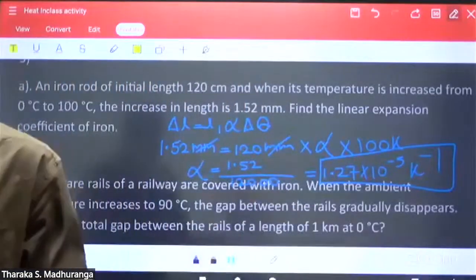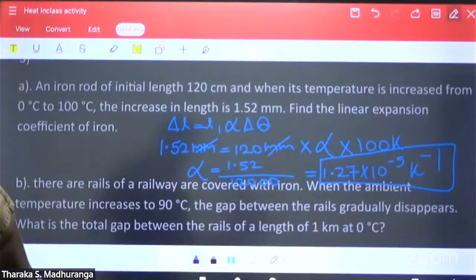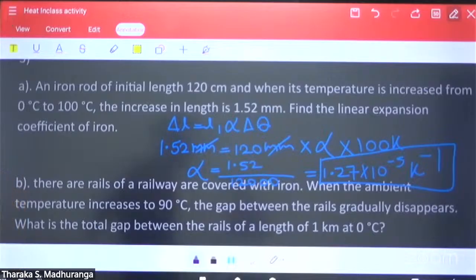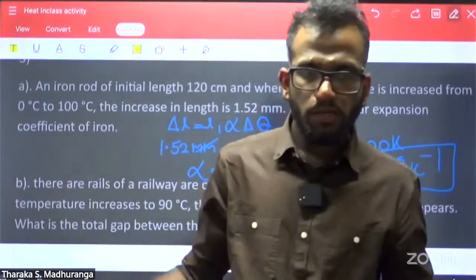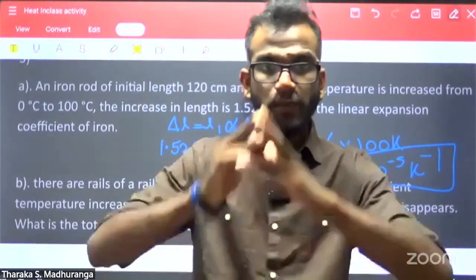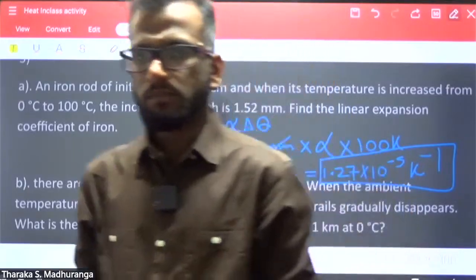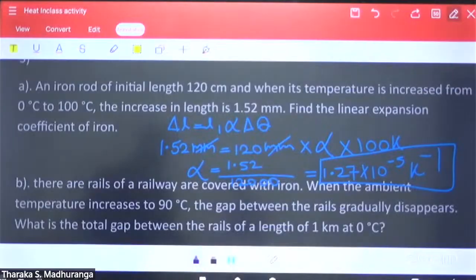Others correct? I only got one of your answers. Correct, no? All are the same. Good. Correct. Okay. Are you clear on linear expansion now? Linear expansion clear?